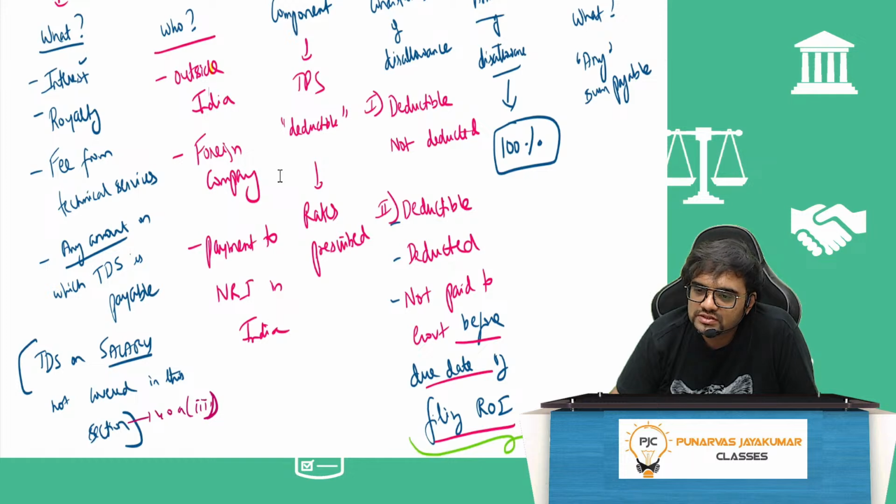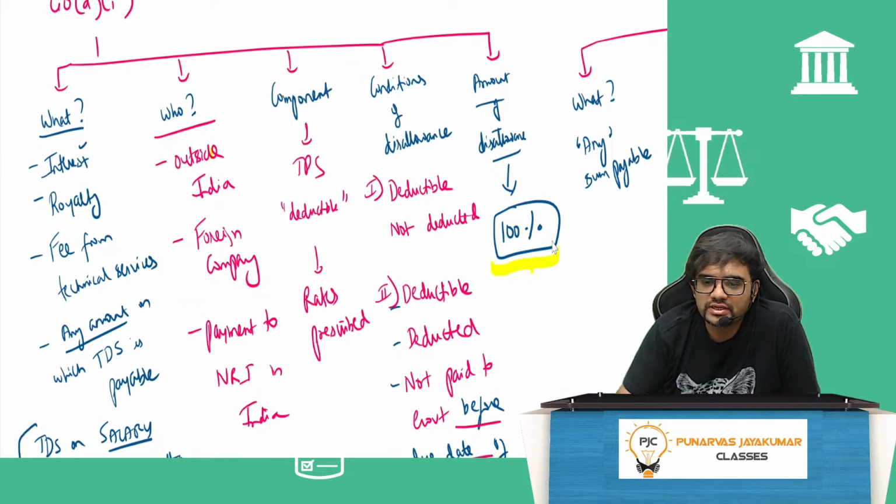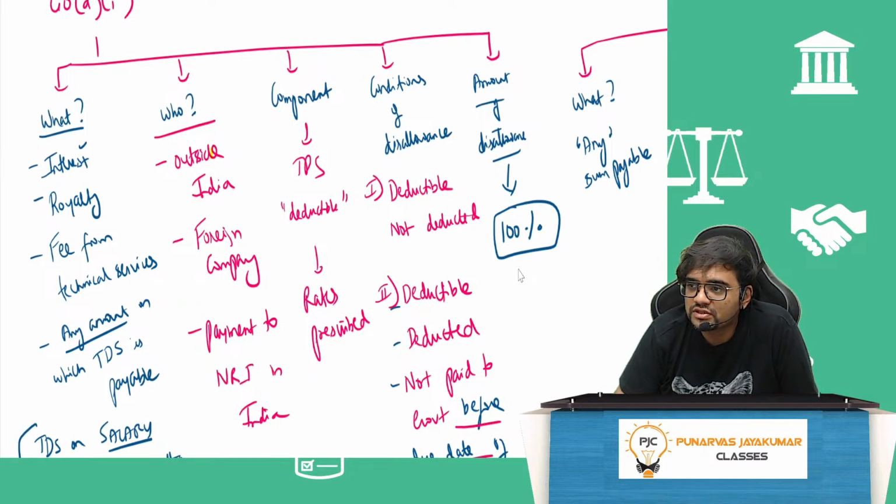In these cases, what will happen? 100% disallowance. So payment has to be made to a foreign company. You have to deduct TDS. You have not deducted. Or you have deducted, but you only retained it, not remitted to government. What will the government do? That entire expense, say the expense is 1 lakh and TDS is 10,000. If you don't pay the 10,000, the government will disallow the full 1 lakh.